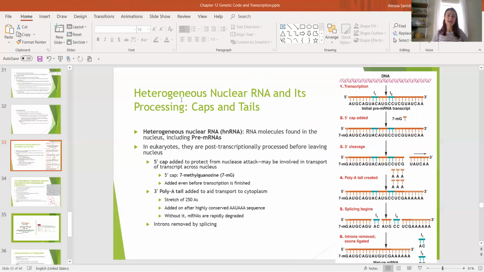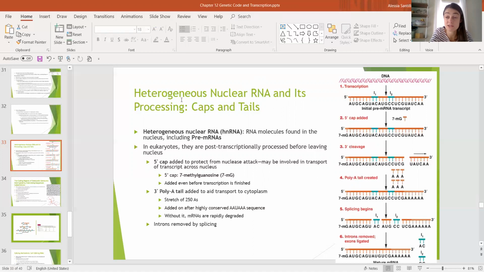Heterogeneous nuclear RNA and its processing. When mRNA is first made, remember it's called the primary transcript, and then that primary transcript has to be tweaked a little bit before it can exit the nucleus and be read by the translation machinery. Heterogeneous nuclear RNA is RNA molecules found in the nucleus, including pre-mRNAs or your primary mRNAs. They have to be modified in order for the mRNA to be usable, and we call those the usable translatable mRNAs, mature mRNAs.